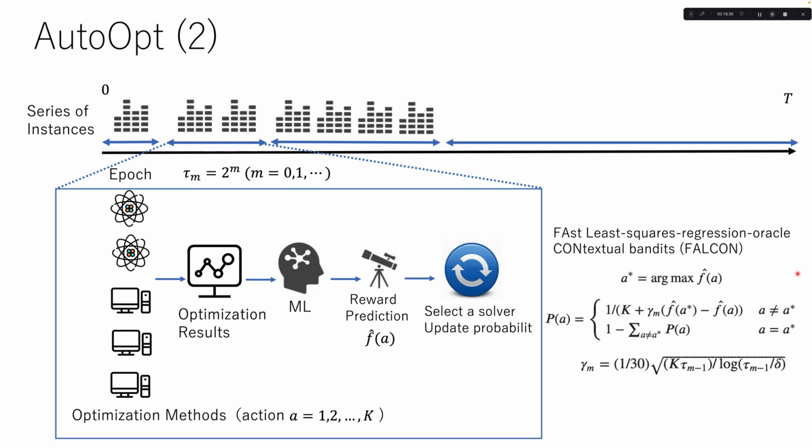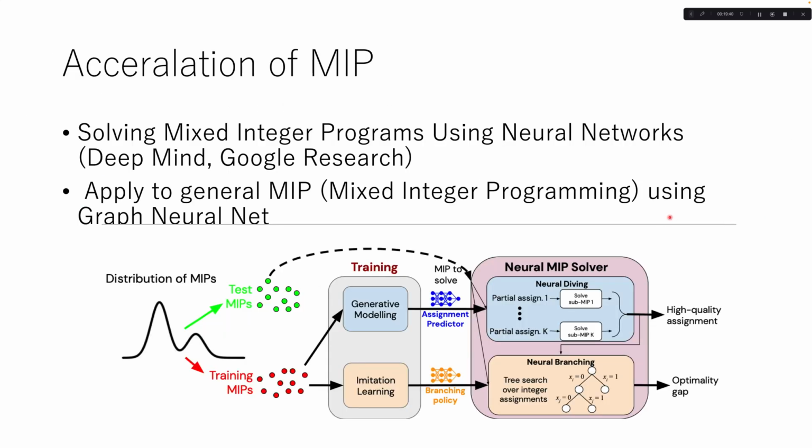Here's an example of using ML within optimization. A study by DeepMind and Google Research applied graph deep learning to general MIP, mixed integer optimization problems, to improve branching rules and heuristics like diving with deep learning or RL. They reported success in improving the performance of the open-source MIP solver SCIP, but it remains to be seen whether these methods can enhance the performance of highly tuned commercial solvers.